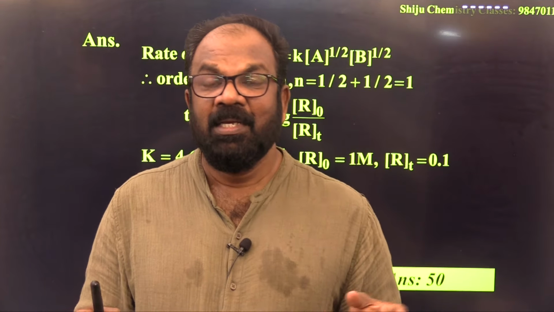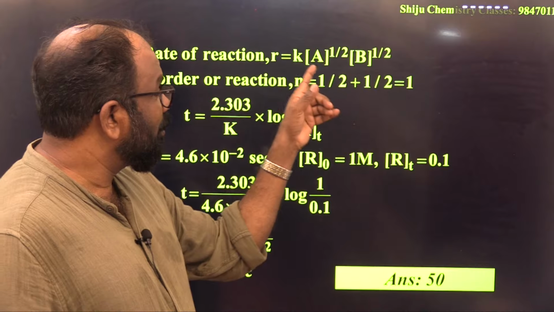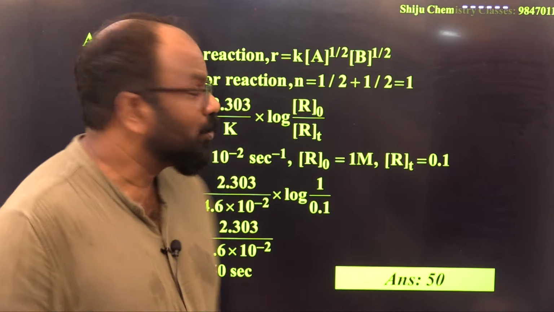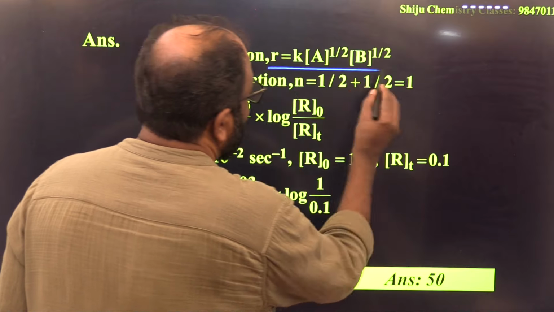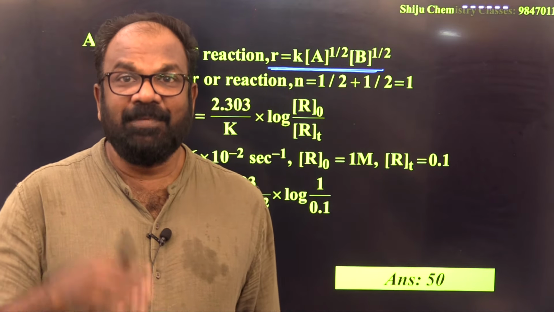Here in this question, rate of a reaction is given as R is equal to K into concentration of A raised to half into concentration of B raised to half. So the rate law equation is this one. Now we can calculate the order of reaction.